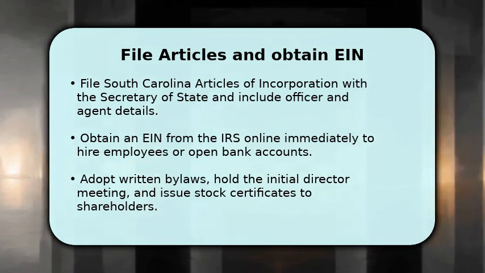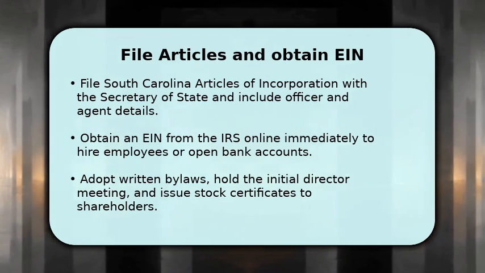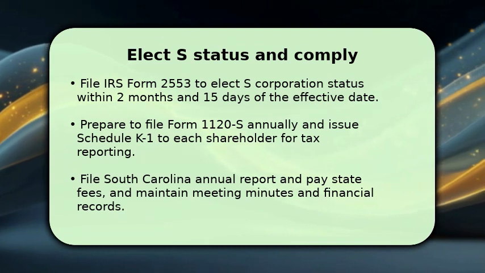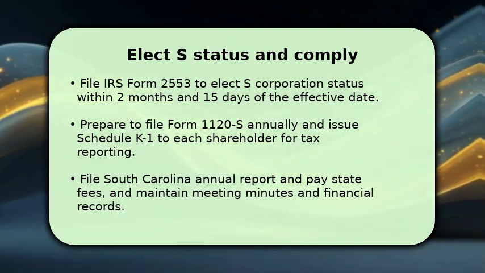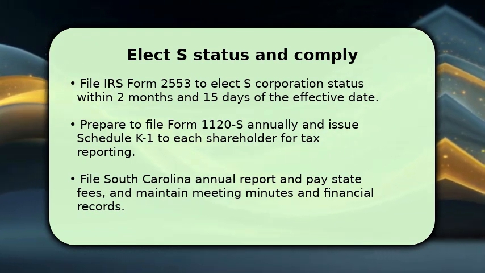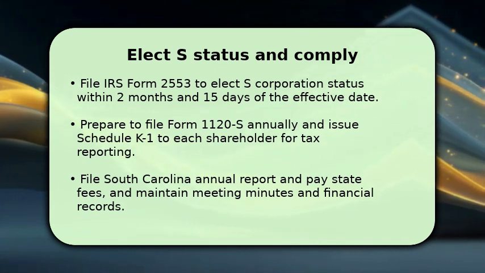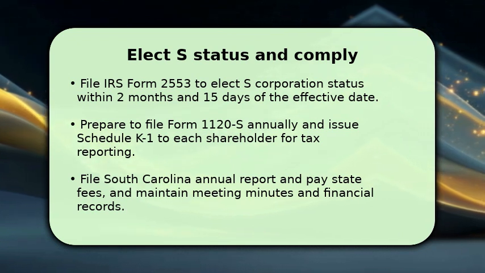File IRS Form 2553 to elect S corporation status. Sign by all shareholders and file within 2 months and 15 days after the effective date for timely election. Prepare to file Form 1120S annually and issue Schedule K-1 to each shareholder for their personal tax returns, and manage reasonable shareholder wages subject to payroll taxes.